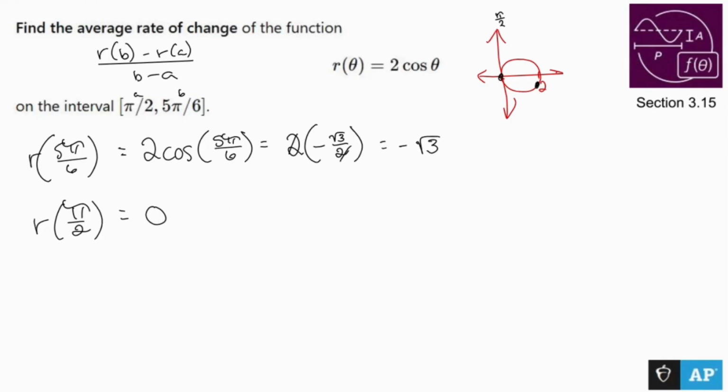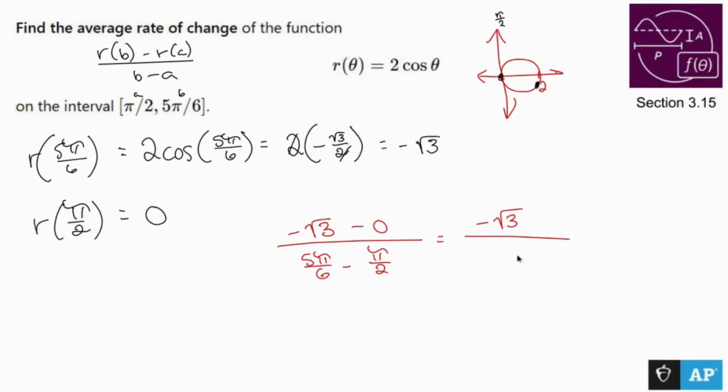Okay? So now let's plug it into that formula right there. R of b is going to be r of 5 pi over 6, so that's negative root 3, minus r of a, which is 0, all over b, which is 5 pi over 6, minus a, which is pi over 2. All right, so nothing happens here. It's still negative root 3.